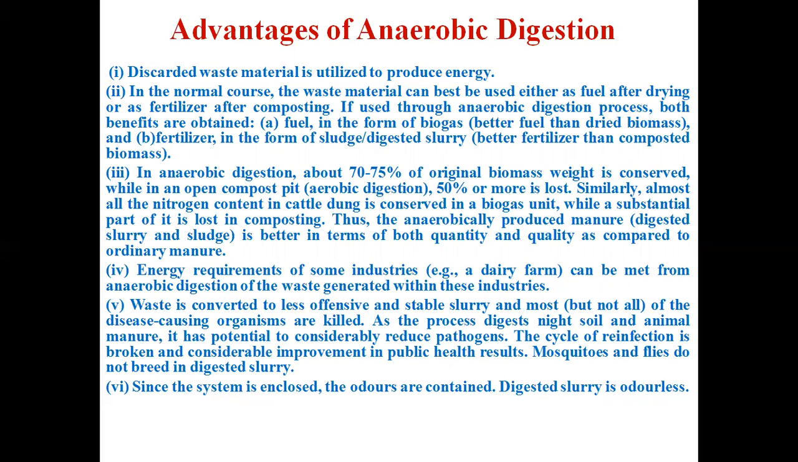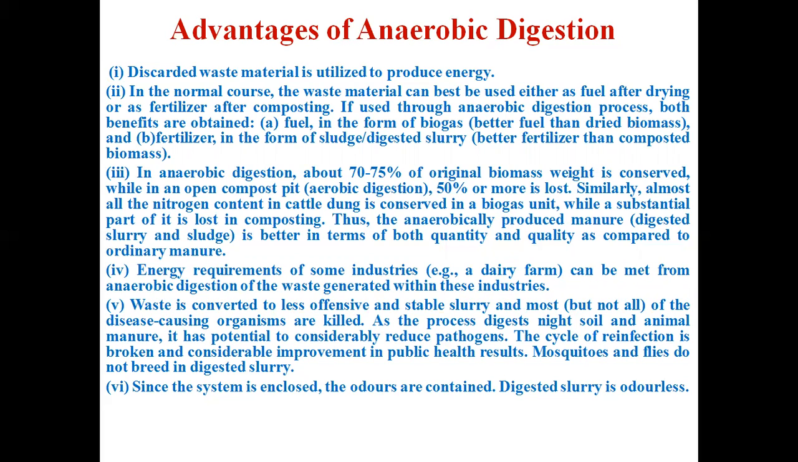Fourth, energy requirements of some industries, such as a dairy farm, can be met from anaerobic digestion of the waste generated within these industries. Fifth advantage, waste is converted to less offensive and stable slurry, and most of the disease-causing organisms are killed in the process. It digests night soil and animal manure, and has the potential to considerably reduce pathogens. The cycle of reinfection is broken, and considerable improvement in public health results.